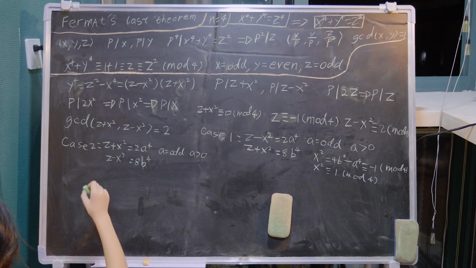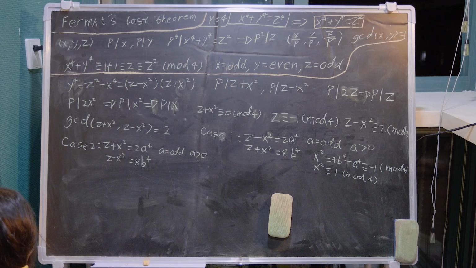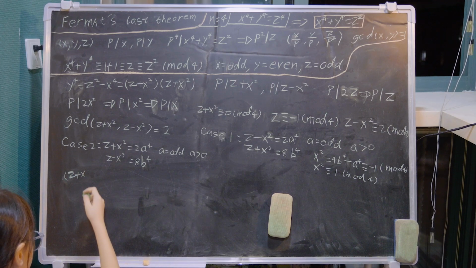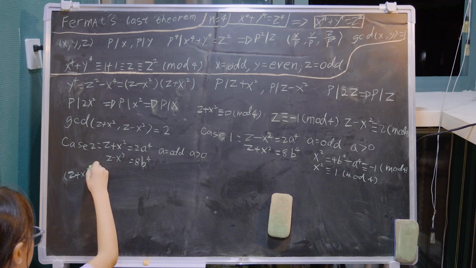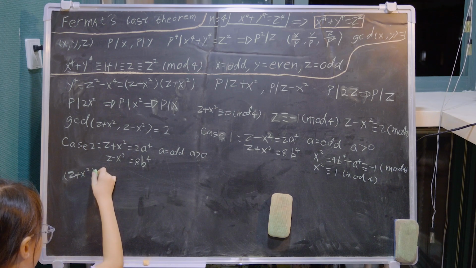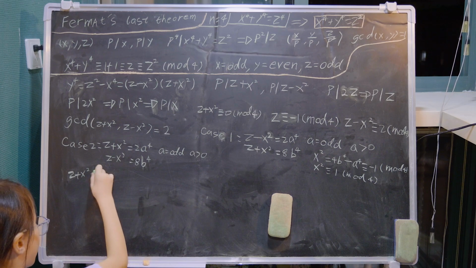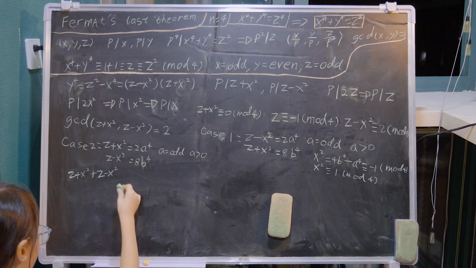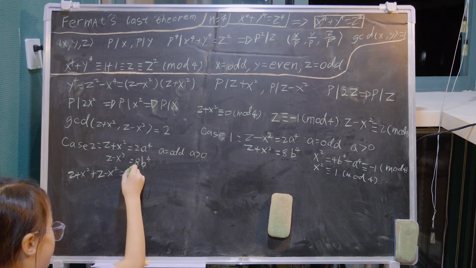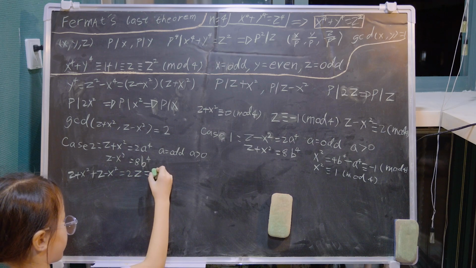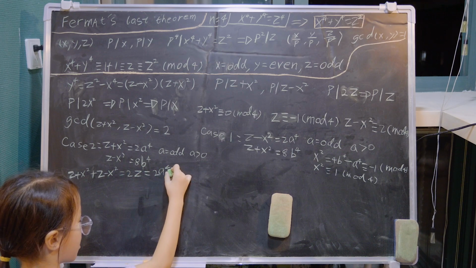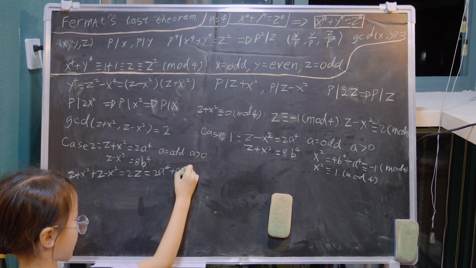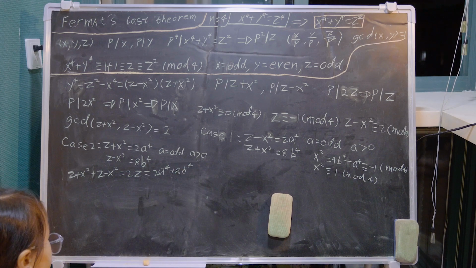What we're gonna do is case 2. Case 2 is (z plus x) to the 2 plus (z minus x) to the 2. So of course that's equal to 2z, and that's equal to 2a to the 4 plus 8 times b to the 4.